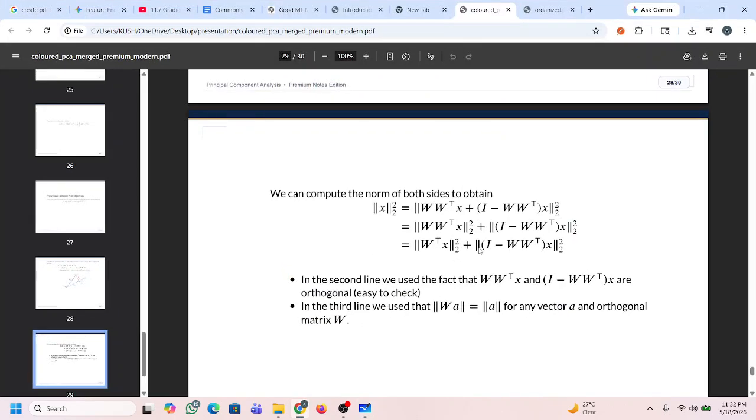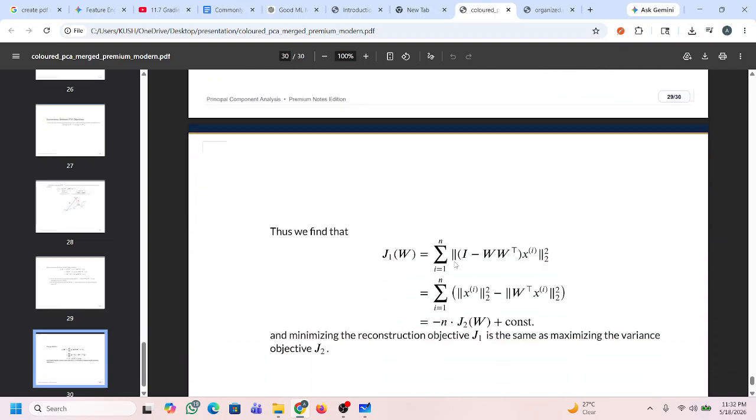Now applying the Pythagoras theorem, I can write the L2 norm of W transpose x and then the L2 norm of (I minus W transpose) x. Since they form a right angle triangle, the Pythagoras theorem was applied to it.